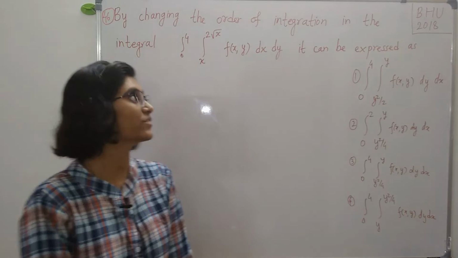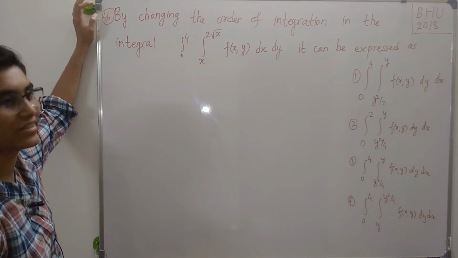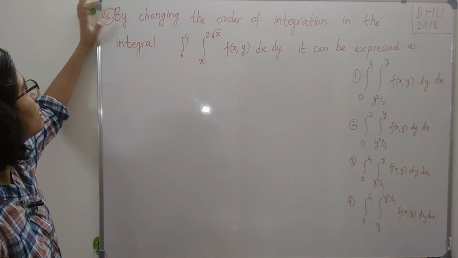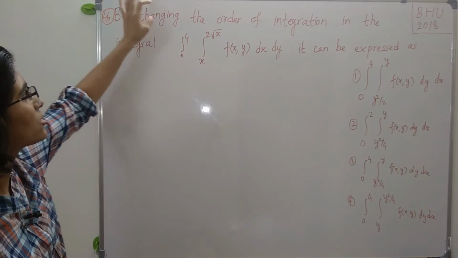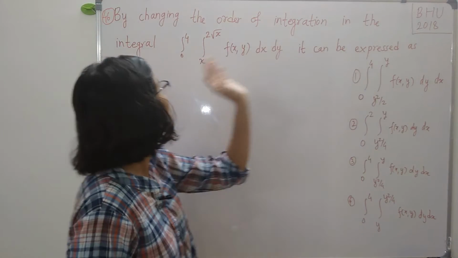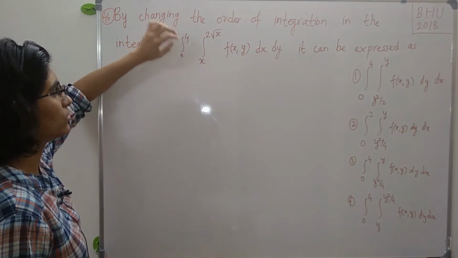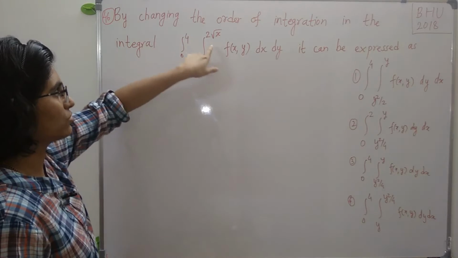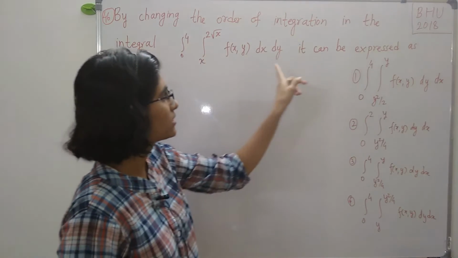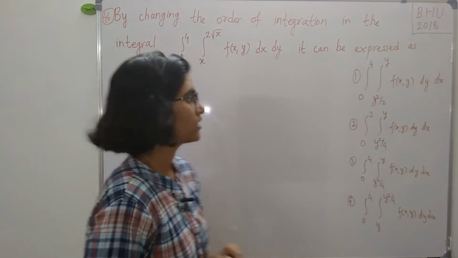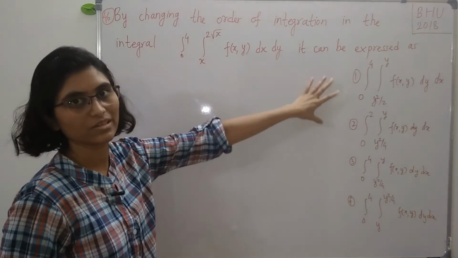Let us solve another question. This is question number 46 and the previous question was question number 45. This question says that by changing the order of integration in the integration from 0 to 4 from x to 2 root x f of xy dx dy, it can be expressed as, there are 4 options with various combinations of these limits.